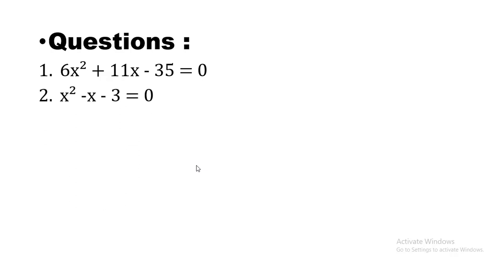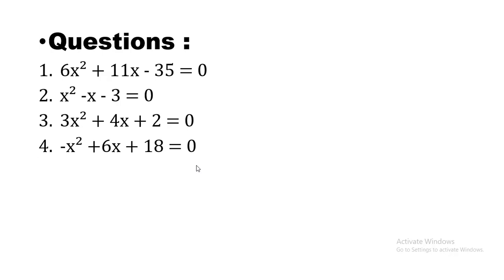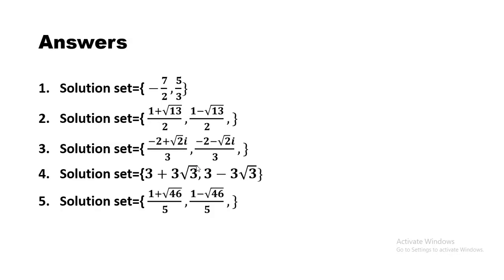These are the questions that I want you all to attempt. The first question is 6x square plus 11x minus 35 equals 0. The second is x square minus x minus 3 equals 0. Third is 3x square plus 4x plus 2 equals 0, then minus x square plus 6x plus 18 equals 0, and the last question is 5x square minus 2x minus 9 equals 0. I want you all to solve all these equations, and these are the answers to them.